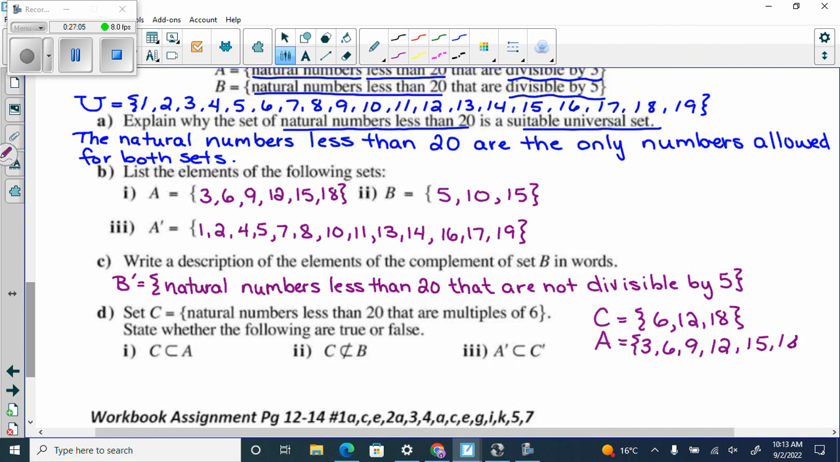Now they're asking us, is everything in C in A? So let's look at C. C has 6. Is it in A? Yep. C has 12. Is it in A? Yeah. 18 is in C. Is it in A? So is C a subset of A? Yes. So this is true.